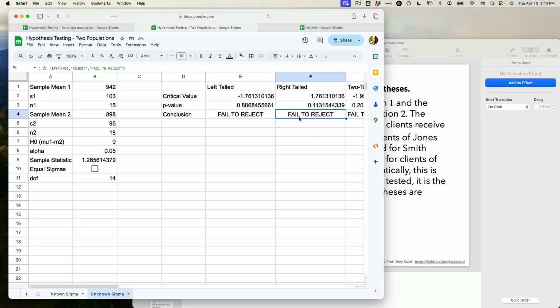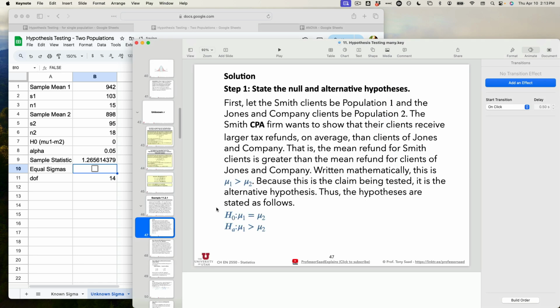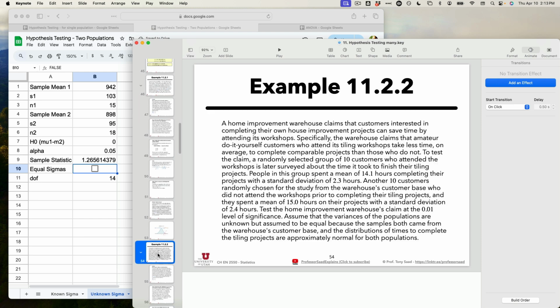Okay? Now, if you had assumed that the variances are equal for the populations, then you would check this box. It still fails to reject, but it changes your statistics, right? Changes things a little bit. In this case, it is not sensitive to that. But there's another example where you have to use the pooled approach.